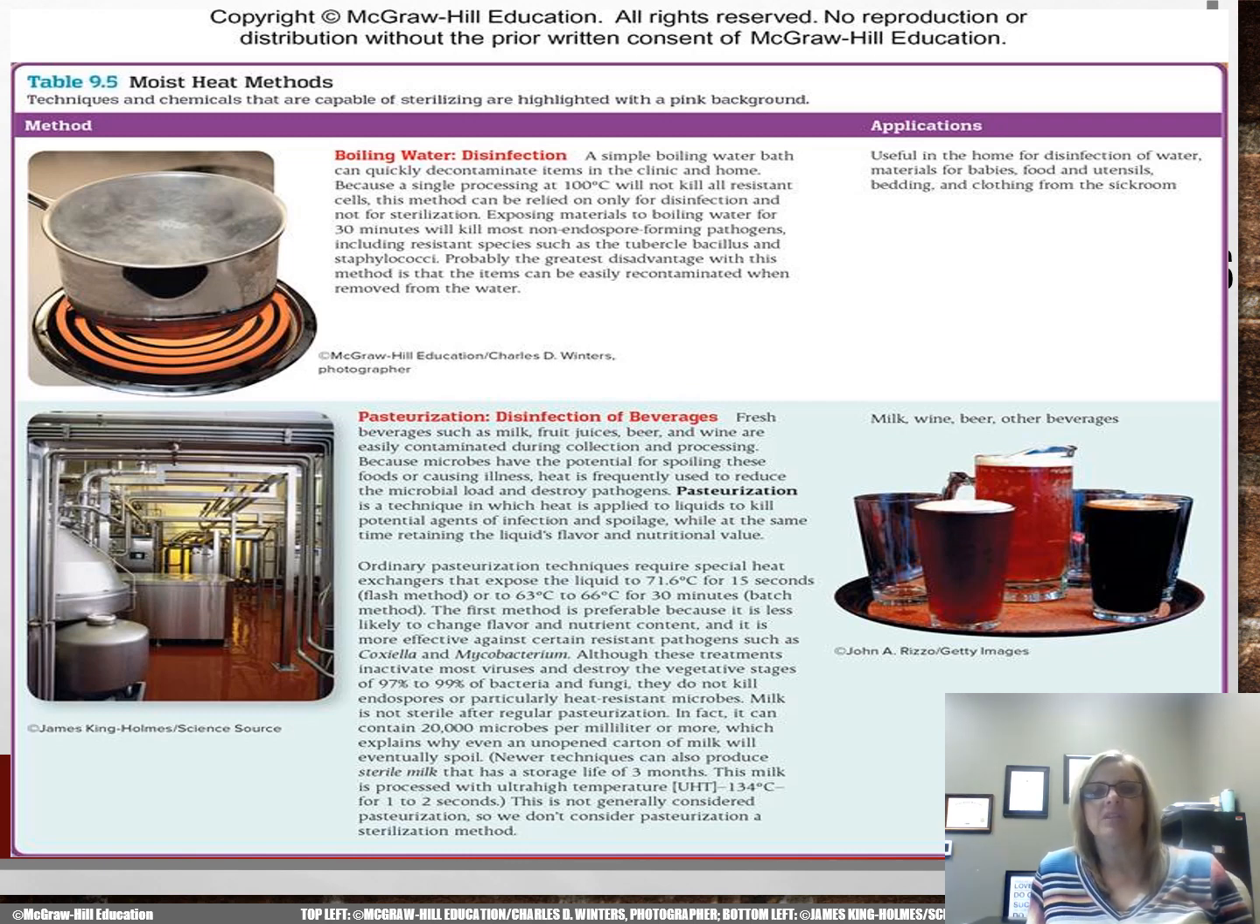Next, we have pasteurization. That's for liquids like milk, juice, and beer. These can be contaminated easily, so heat is used to reduce numbers. Dilution is the solution to pollution. This is going to reduce the microbial load and destroy pathogens. Pasteurization is where heat is applied to liquids to kill agents of infection and spoilage. It reduces the number of vegetative forms. Milk is not sterilized after regular pasteurization. This is why, even unopened, it can still spoil.